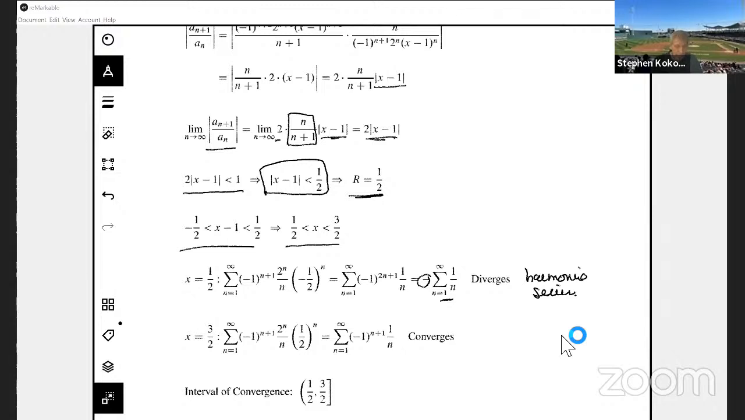And how about this second one here, where x = 3/2? Well, now I've got a minus 1 out in front with a 1 over n. Well, this converges because it's the alternating harmonic series, or converges by the alternating series test. So this time, the interval of convergence is open on the 1/2 end and closed on the 3/2 end. Pretty cool. Now, we've got several questions on this one.